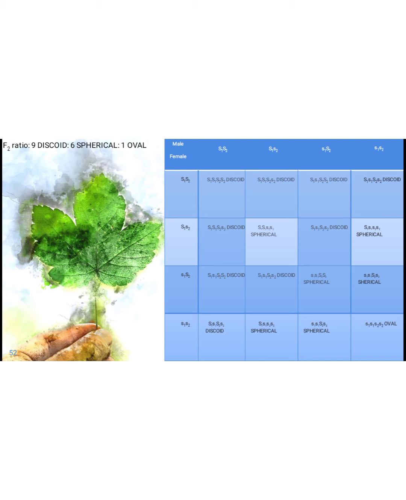When we are crossing, we can easily understand this. In this way we can study the polymeric additive interaction. I hope you have understood. If you don't understand, please comment below which point you don't understand.